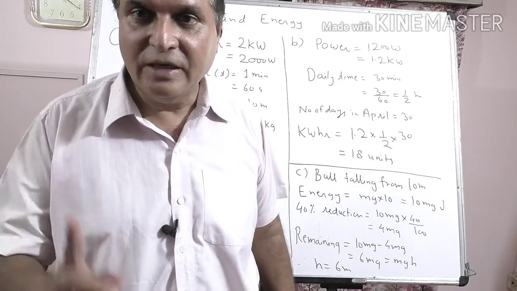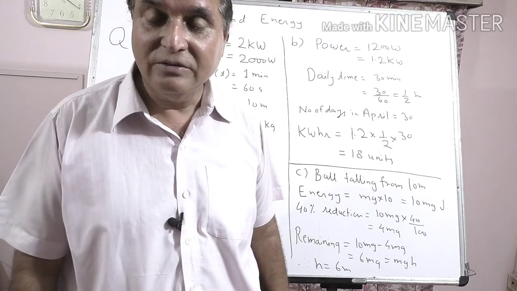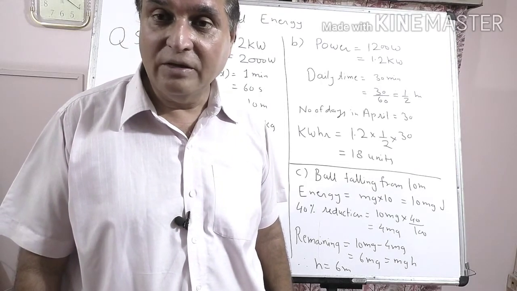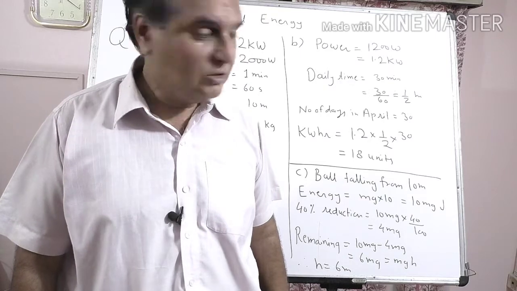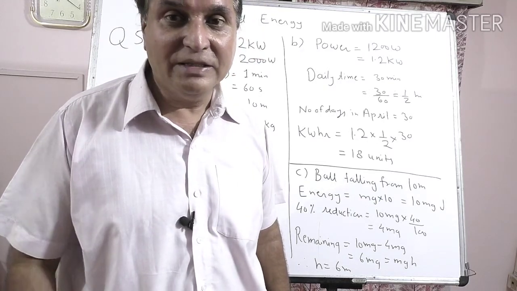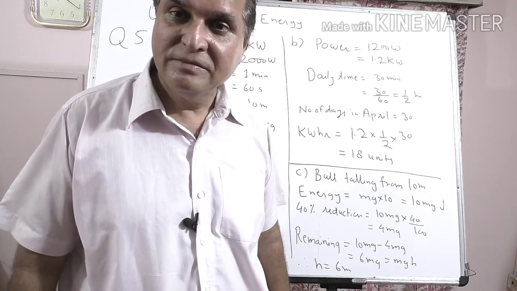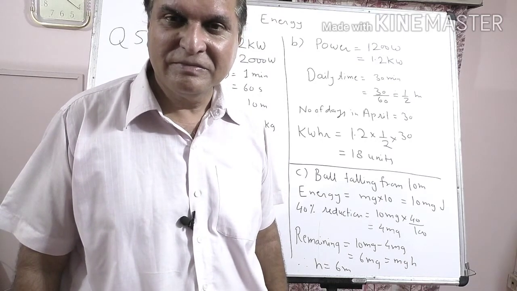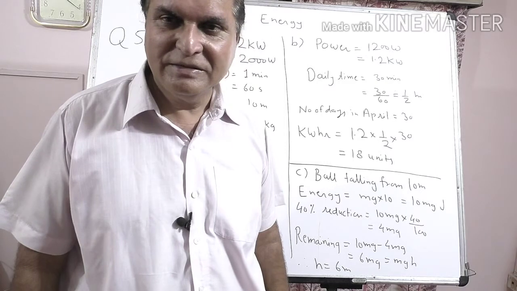1 kilowatt hour is 1 unit of electricity consumption. So total 18 units. The electrical bill will be based on units. Got it? We'll go ahead.